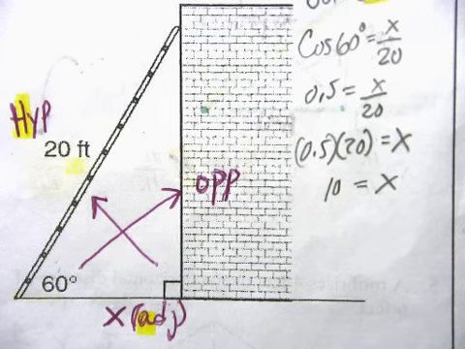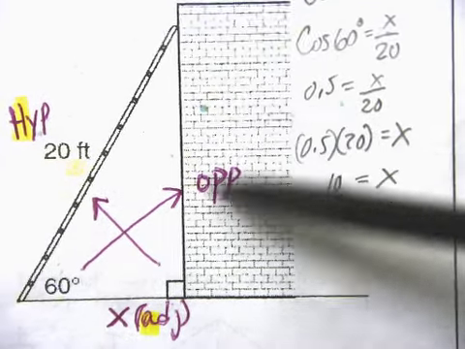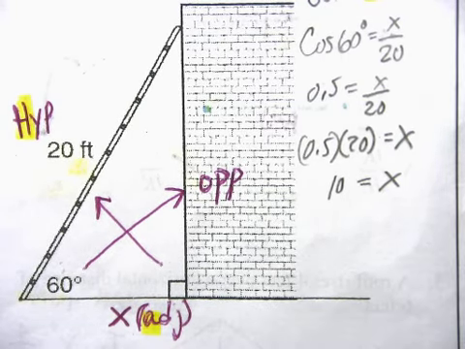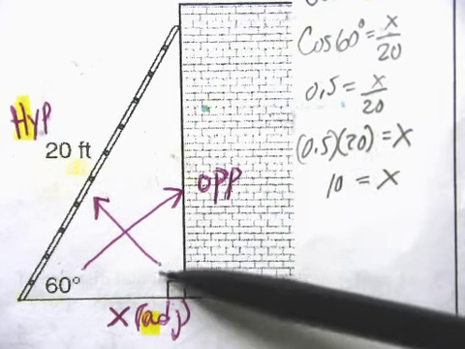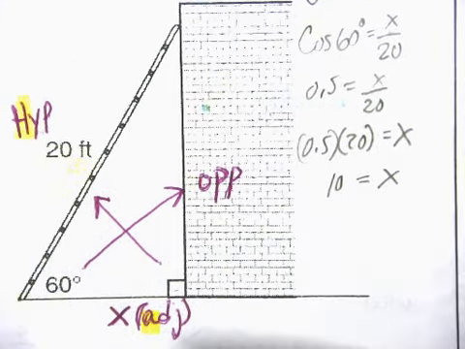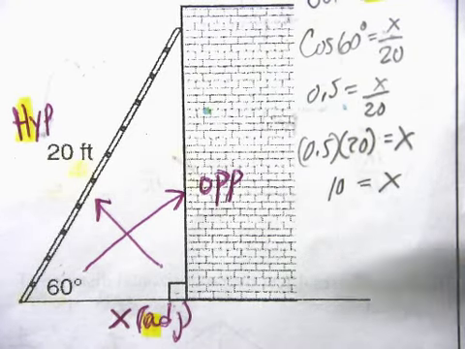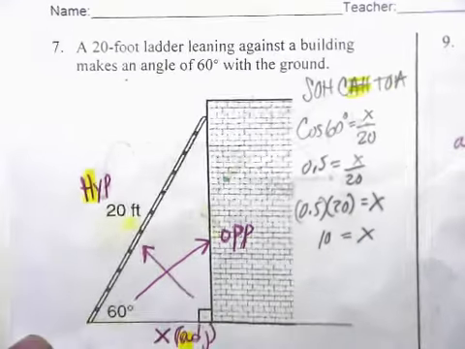Okay, question number 7. They show me a ladder, they show me a wall, and they show me an angle. Again, what's the first thing that I did? The first thing I did was label my triangle, right? If this is my 90 degrees, this is my hypotenuse, this is the opposite side, and this down here is going to be my adjacent side.